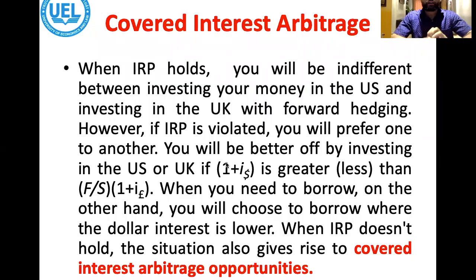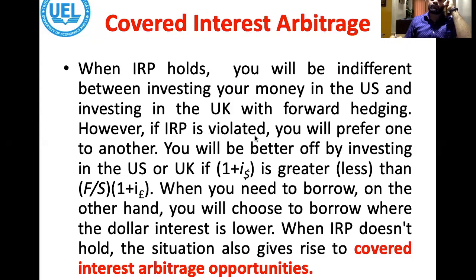So now we move on to covered interest arbitrage, CIA. So now, what is covered interest arbitrage? As you know, when IRP holds, you will be indifferent between investing your money in US or investing in UK. Why? Because IRP holds. So both places have the same kind of opportunity to invest money.